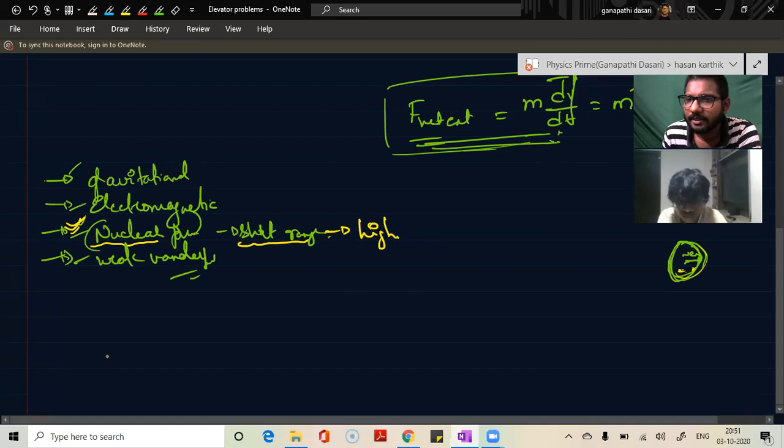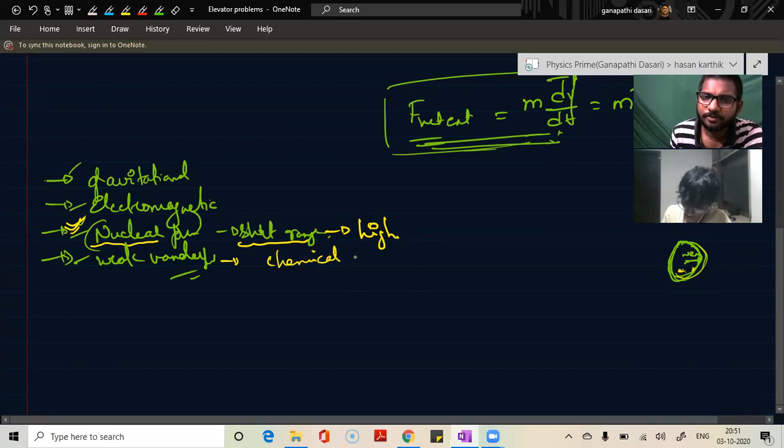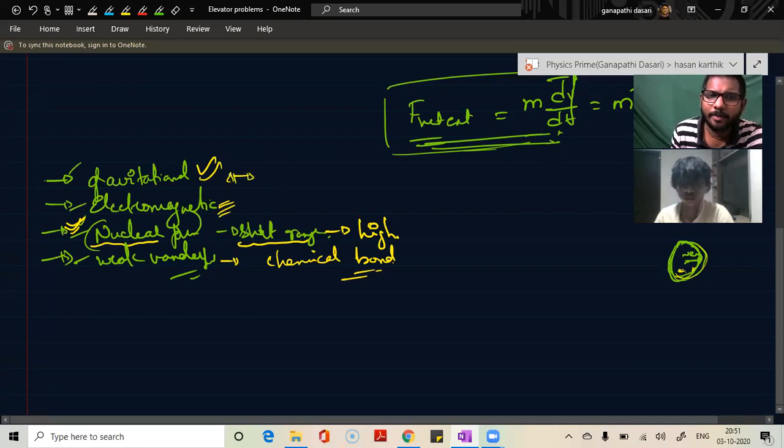Then weak van der Waals forces between chemical bonds. You might have seen chemical van der Waals forces between molecules. Here in physics, we will study more about gravitational and electromagnetic forces. Gravitational force you study in the gravitation topic.